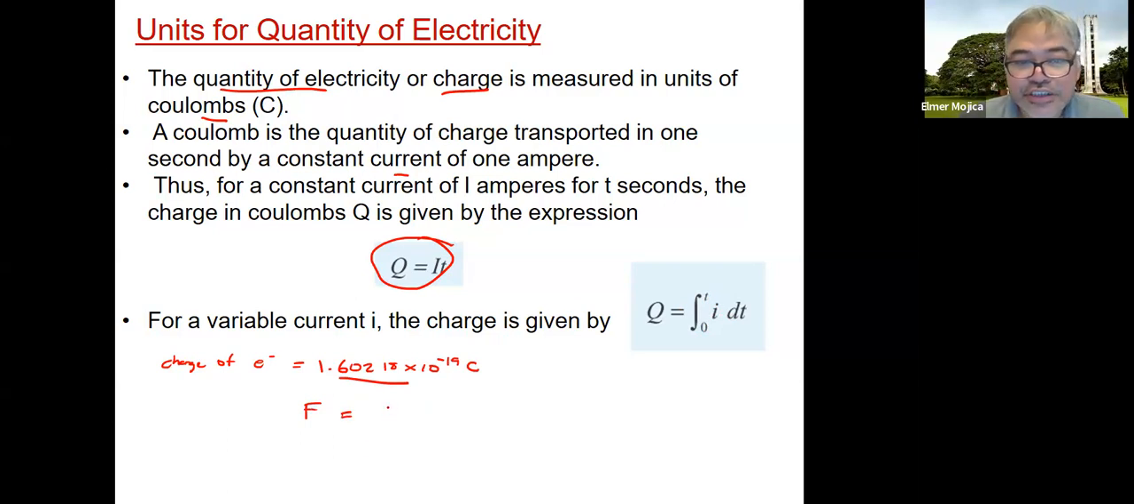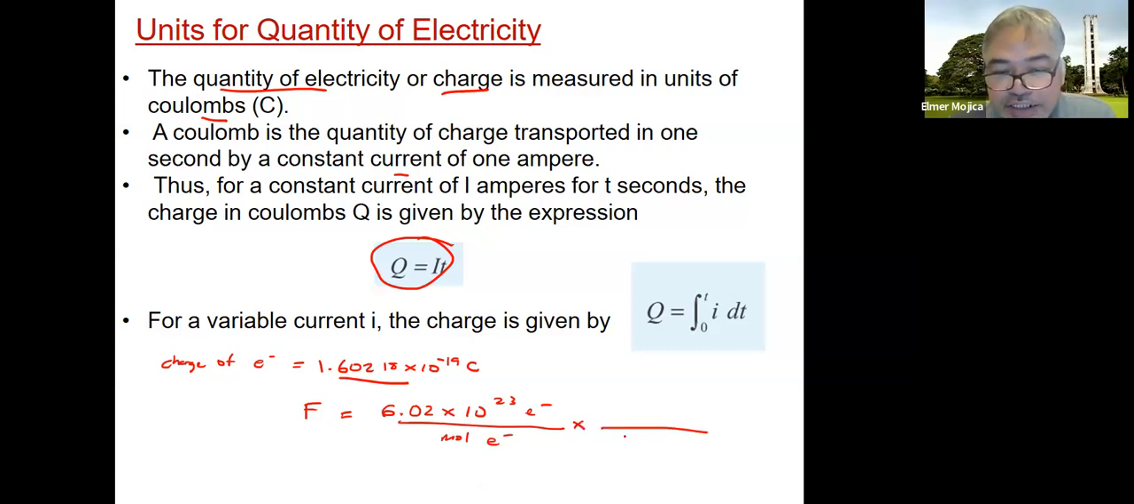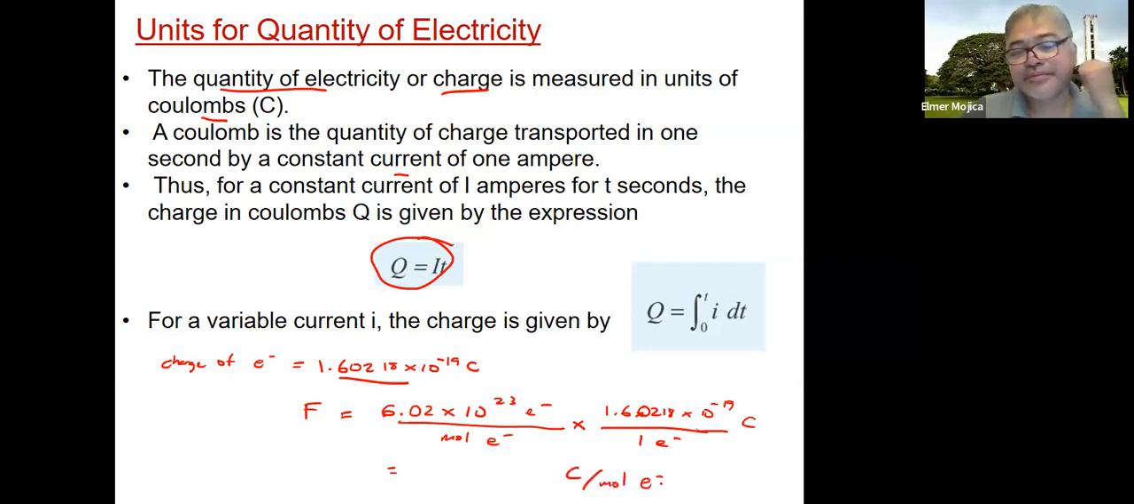Usually the Faraday constant is just your Avogadro's number, 6.02 times 10 to the 23 electrons, that's for every mole of electrons. And every electron has 1.60218 times 10 to the minus 19 coulomb. So what is the charge in 1 mole of electrons? I don't know if this is new to you. Are you familiar with this value?